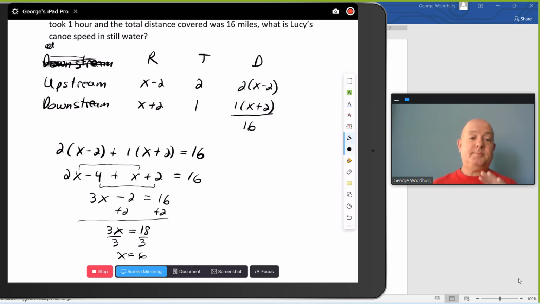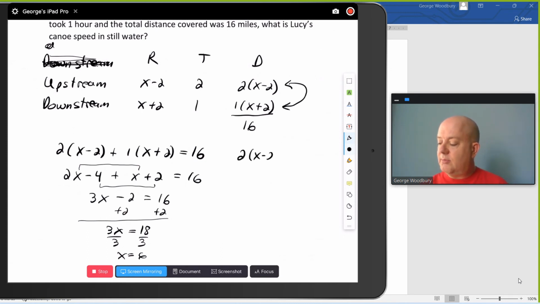Now, before we go back and figure out what we needed to come up with, there was another equation we could have used. The 16 is actually kind of extra information here because Lucy returned to the same point. That means that the distance traveled upstream is the same as the distance traveled downstream. And so instead, we could have used 2 times x minus 2 equals 1 times x plus 2. Distribute. 2x minus 4 equals x plus 2.